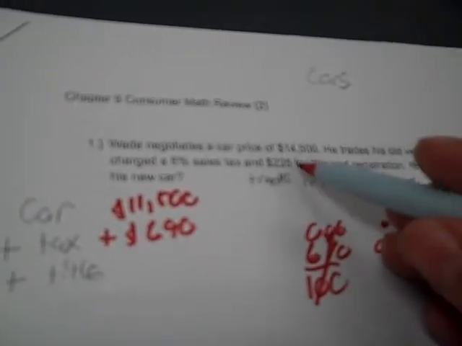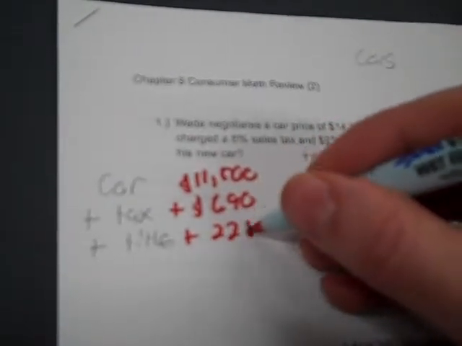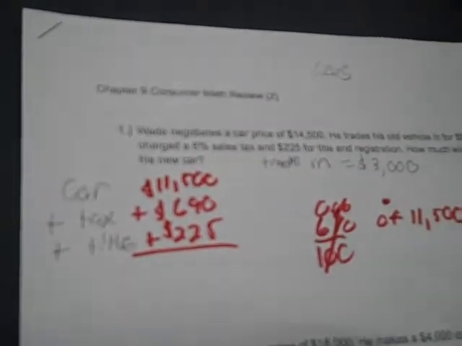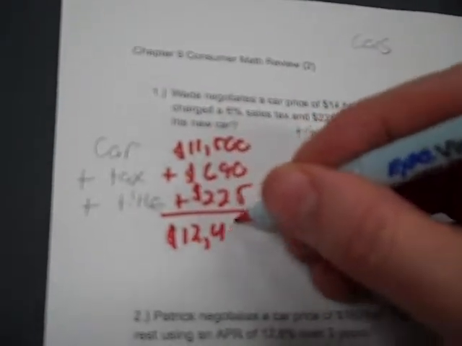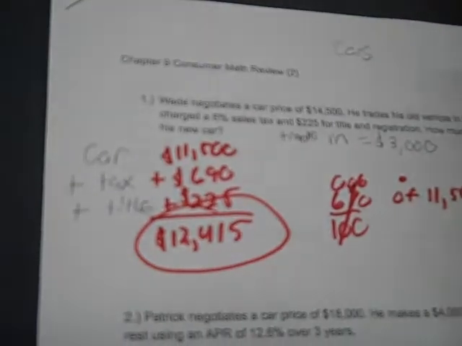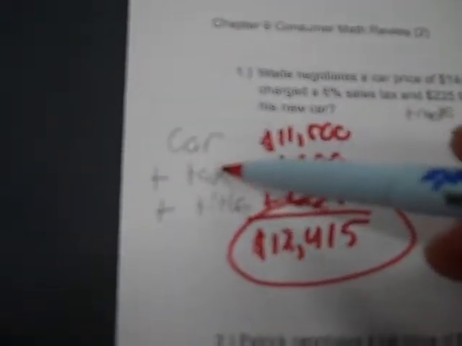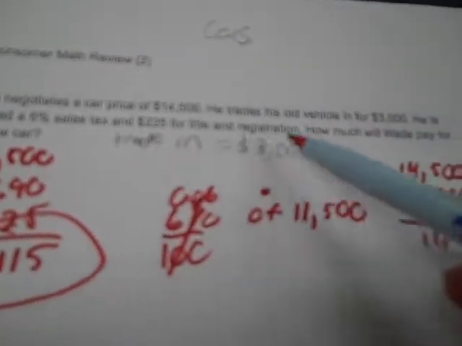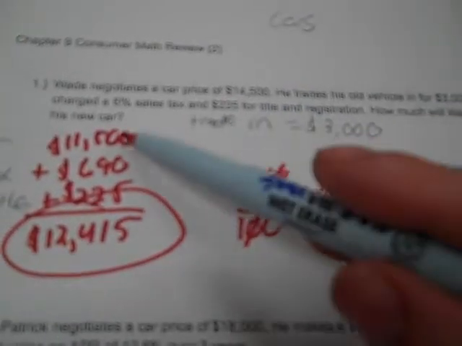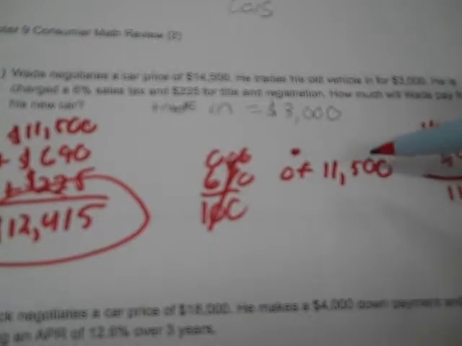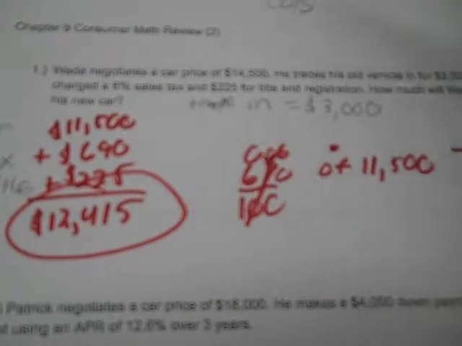Okay, then for title and registration, he pays $225. So we have the title, okay? The title's $225. So I add these up, and that's my answer. So 11,500 plus 690 plus 225, and this new car is going to cost Wade $12,415. Okay, so again, there's the car plus the tax plus the title. But before we know the car, if we have a trade-in, we need to subtract it, okay? The tax, we take 6% of 11,500, okay? Remember, divide and times, okay? And then you add your title.